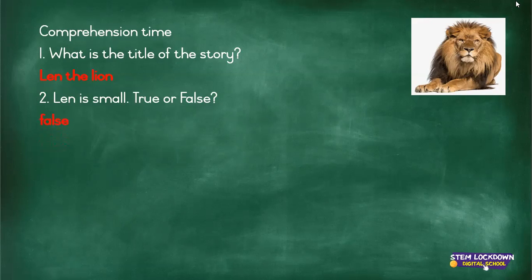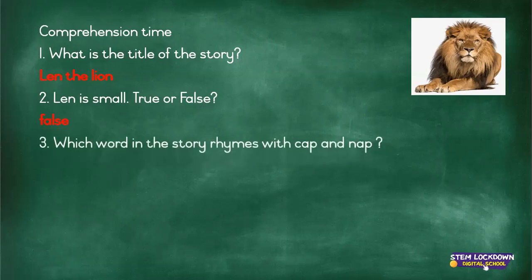And that's very good reasoning. You are saying why the information is not true. He is not small. He is big and strong. That is very nicely done. So even if there's just one word, I'll give you 2 ticks for that. That's brilliant. Number 3. Which word in the story rhymes with cap and nap?